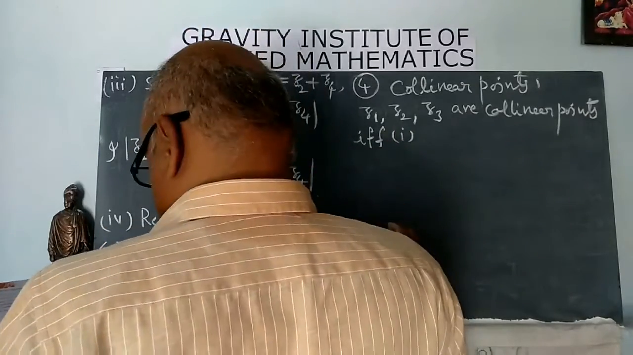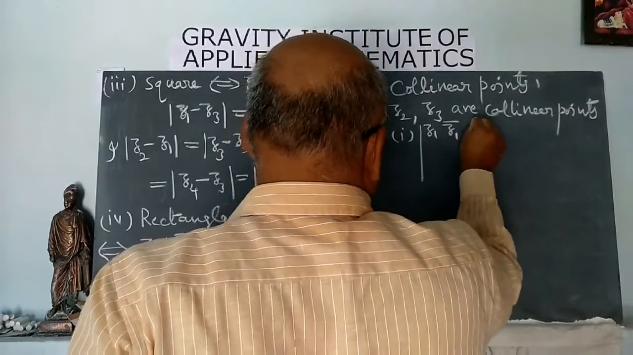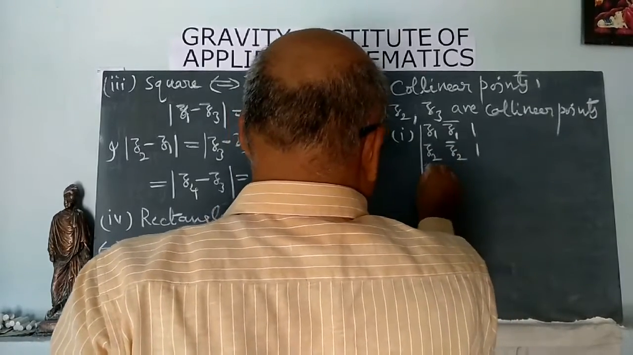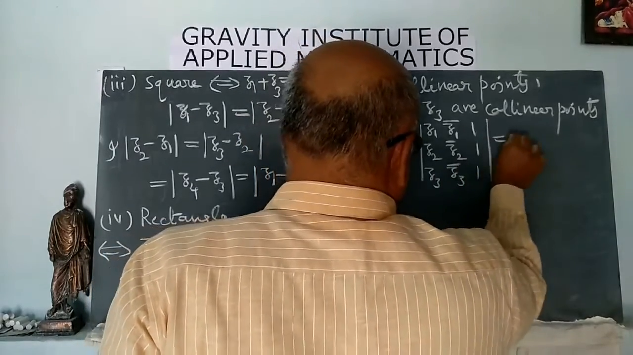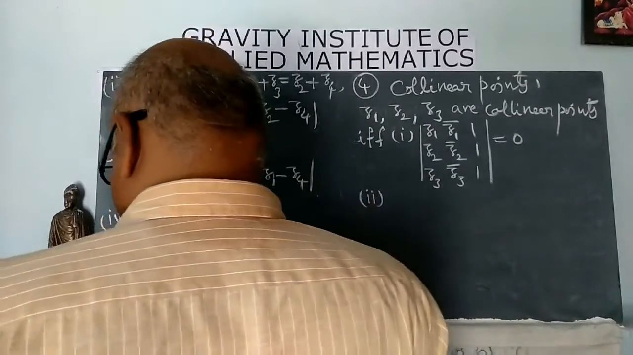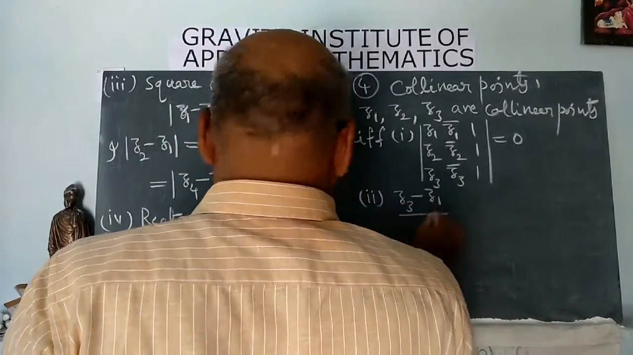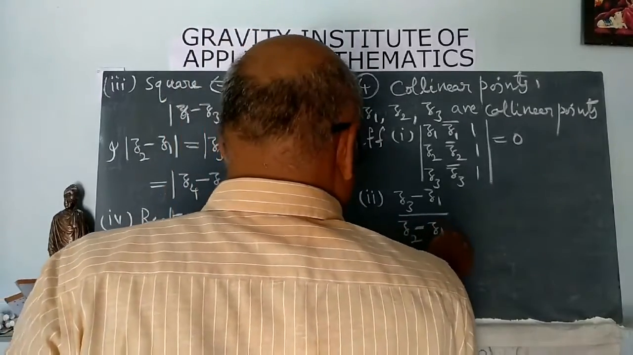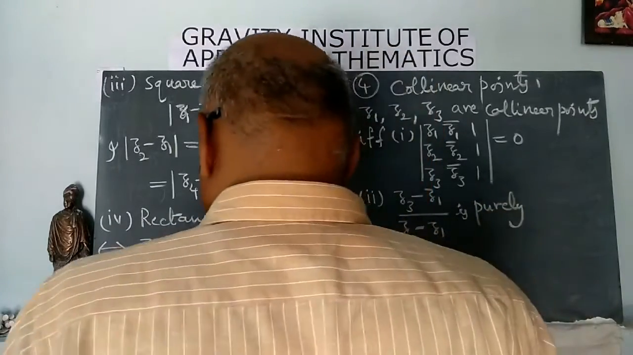the first subpoint, determinant Z1 bar 1, Z2 bar 1, Z3 bar 1 is equal to 0. Second subpoint, Z3 minus Z1 by Z2 minus Z1 is purely real.